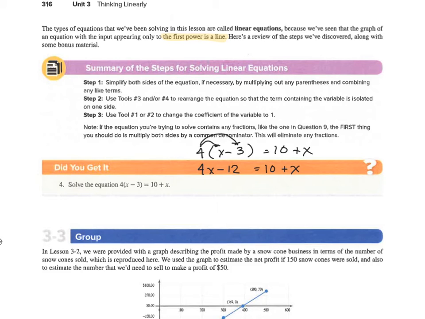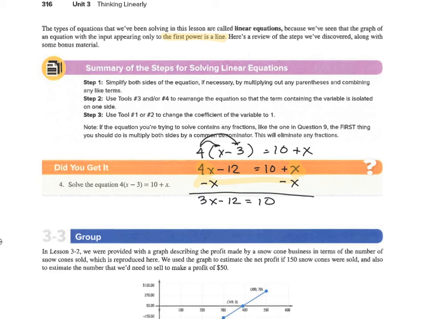So step 2 says use tools 3 and/or 4 to rearrange the equation so that the term containing the variable is isolated on one side. So we need to get the x all by itself on either the left or the right side. Here's my x's here and here. I would like to move this x over to this other side. Now, how are we going to do that? Well, that's a positive x, or plus x. So to undo plus x, I will subtract x from both sides. And I get 3x minus 12 equals 10.